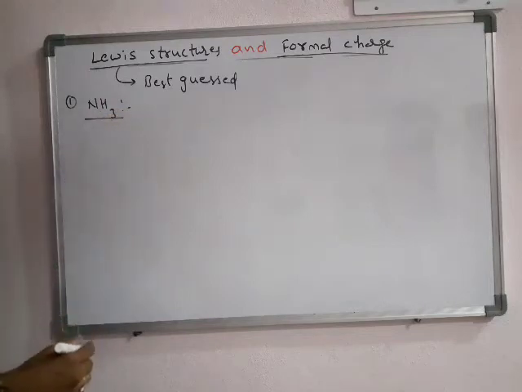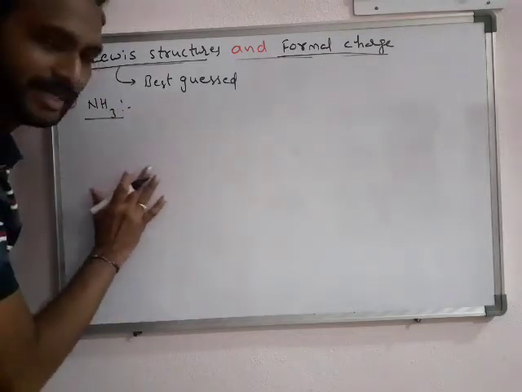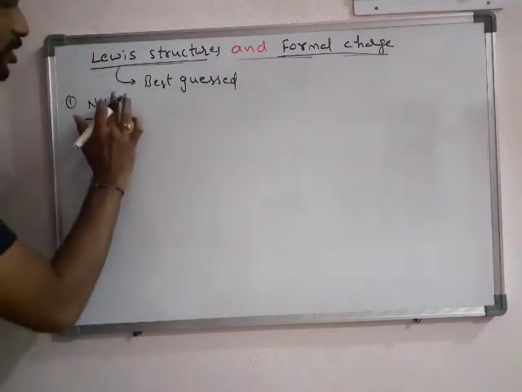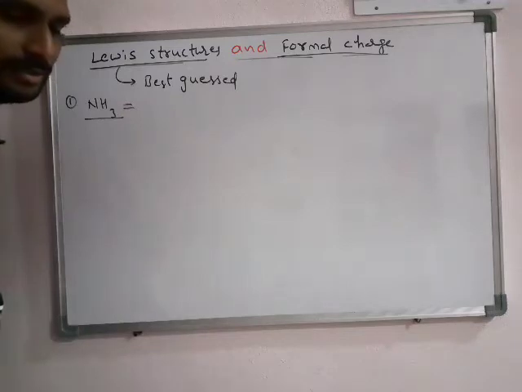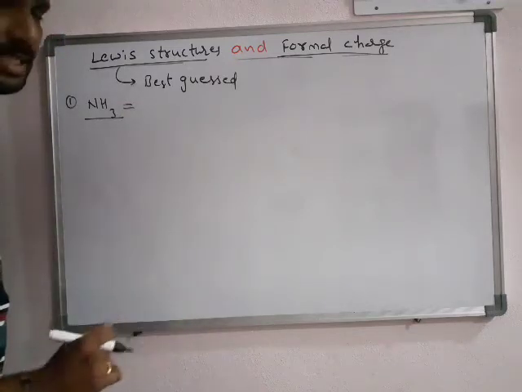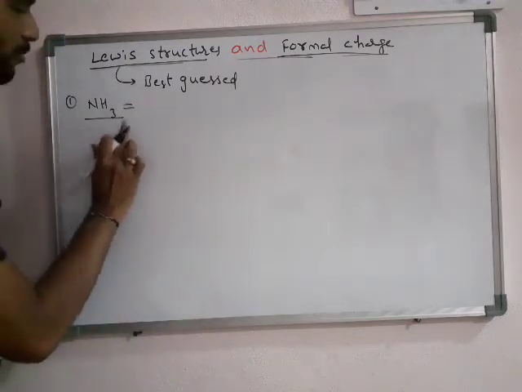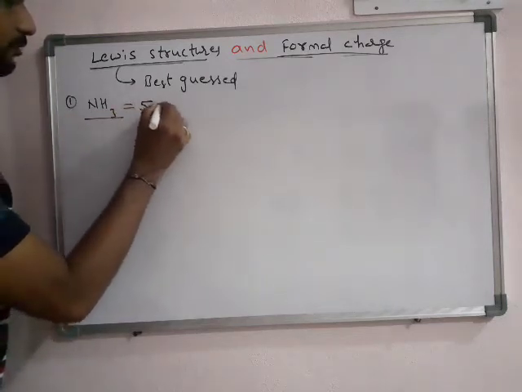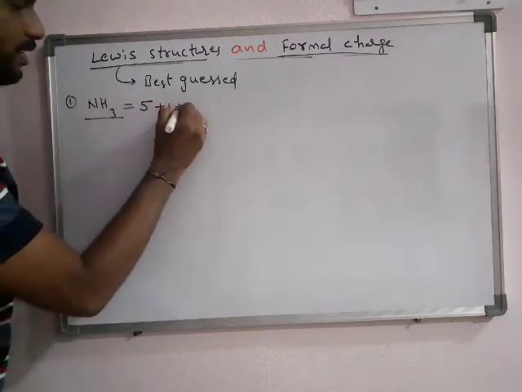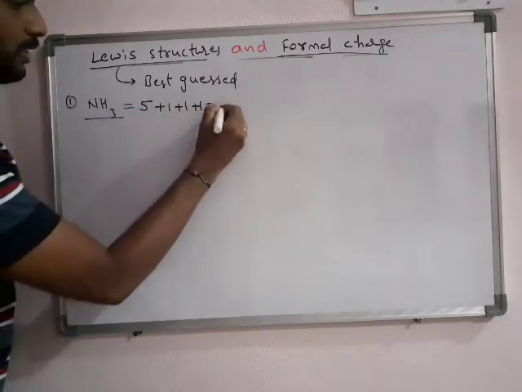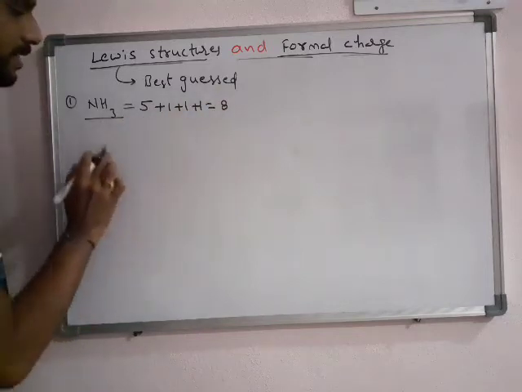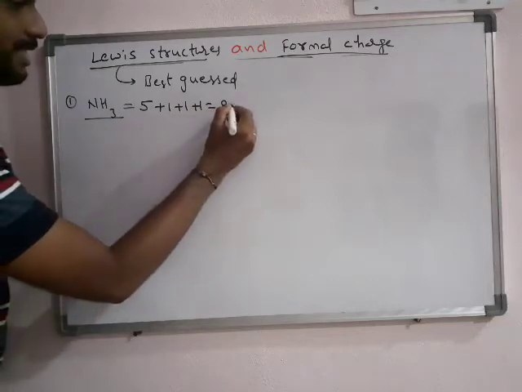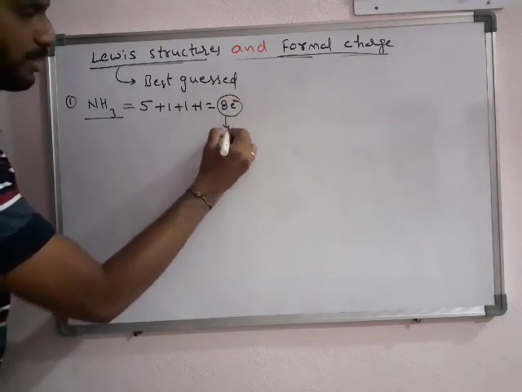NH3. So providing a structure here is totally different from the other concepts. We know that for bond formation there is only involvement of valency electrons. Now at first we count the number of valency electrons in it. In nitrogen, how many valence electrons? 5. And each hydrogen carries one electron. There are totally 8 valency electrons present in NH3. Now, these 8 electrons are used for bond formation.